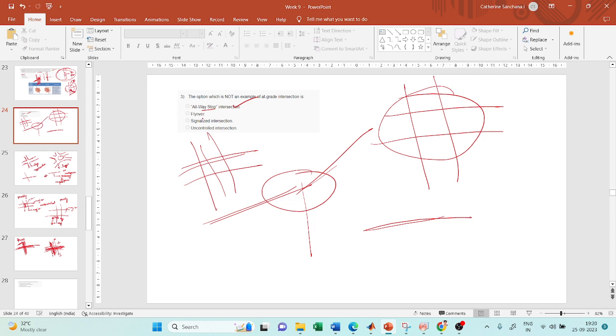Is a flyover an at grade intersection? No, because a flyover, as the name says, and as I told you a few minutes back, one roadway will be at one level and the flyover will be at the other level. Imagine, this is the flyover. It is traveling perpendicular to the other road. Okay, so this is one level and this is another level. So this is my flyover. So this is not an at grade intersection. So a flyover is not an at grade intersection.